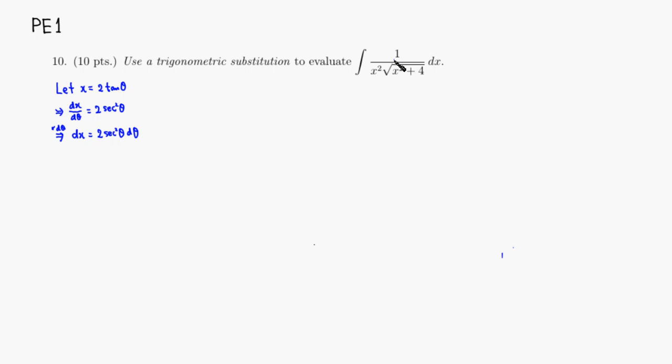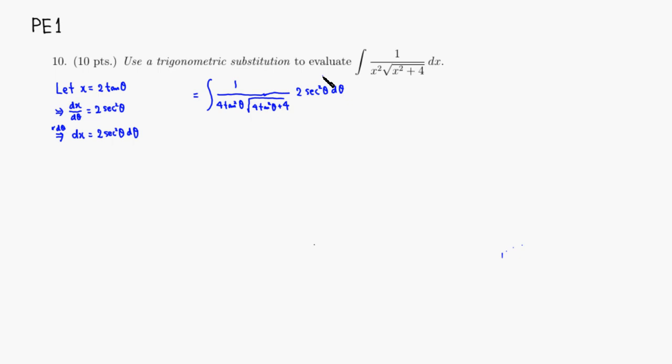Alright, so let's rewrite this integral using the substitution. So you have an integral of 1 over x squared, which would be 4 tangent squared of theta, and the square root of, again, 4 tangent squared of theta plus 4. Then dx is 2 secant squared of theta d theta.